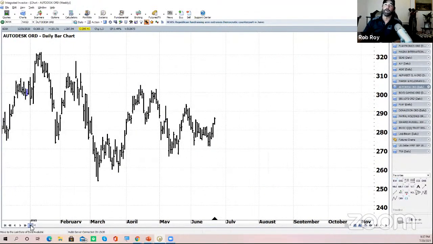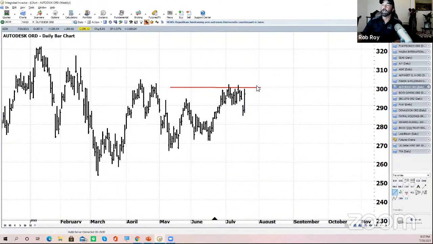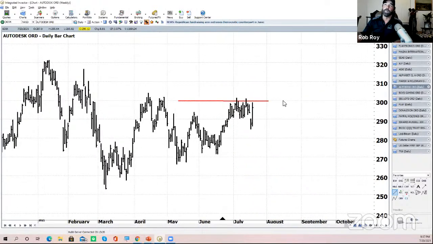Autodesk, kind of the same way. You look, it had a little bit of a gap down, but look what happened today. Just like zoom, right back up to where we were. Okay, we're still back to where we were, trying to break through this 300 level. It's been acting as resistance, but you get a decent market, it's going to blow through that. So it didn't hurt this one at all.